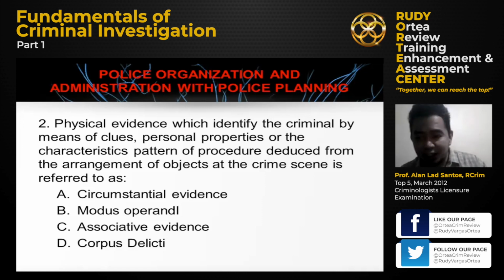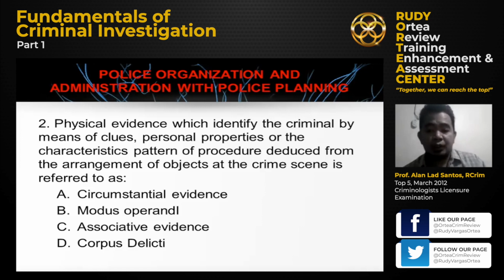So sabi ni Irene, kasi nag-focus si Irene sa pattern of procedure, di ba? Kaya ang inisip niya is modus operandi. Okay? Sabi ni Marigold, okay? He said, Marigold is correct. Okay? So if you will analyze clues, hindi siya direct evidence. Tulad ng mga example. Kasi pag associative evidence, it can be a direct evidence.